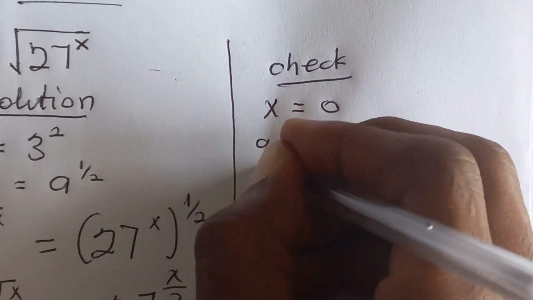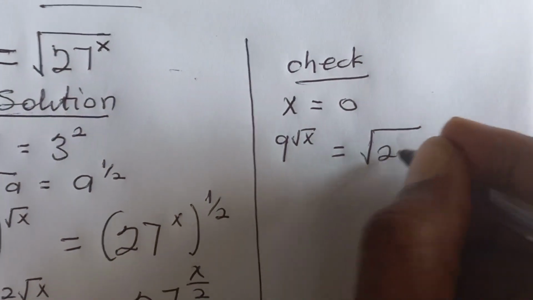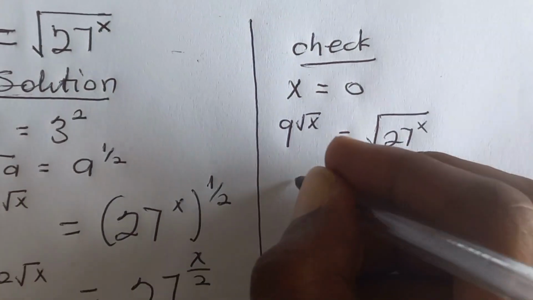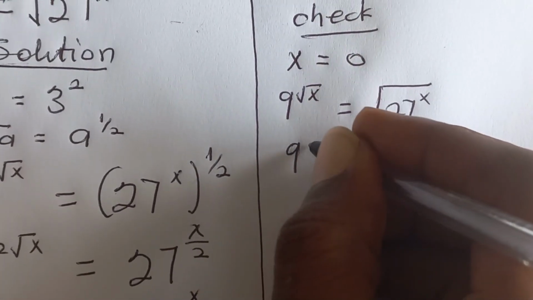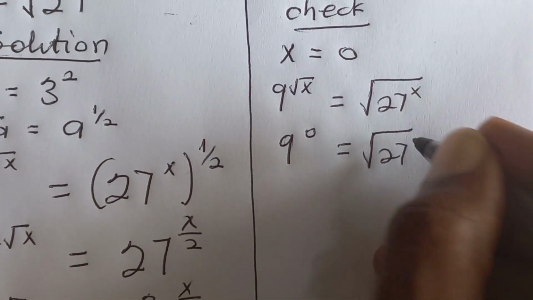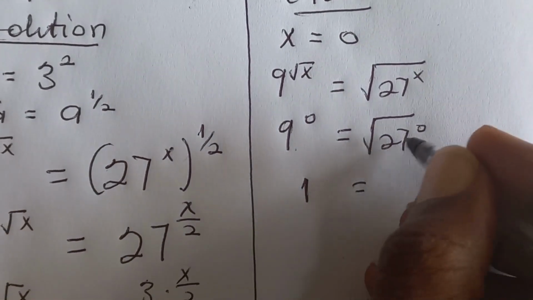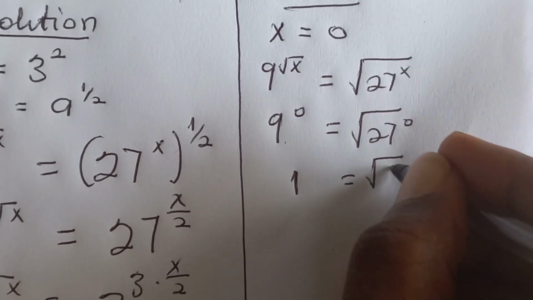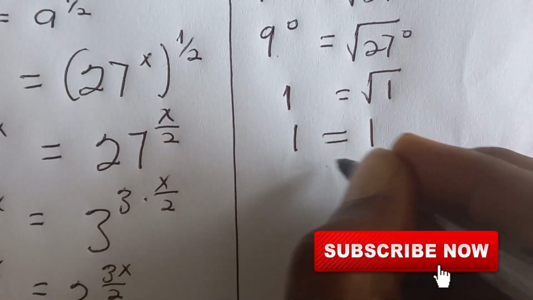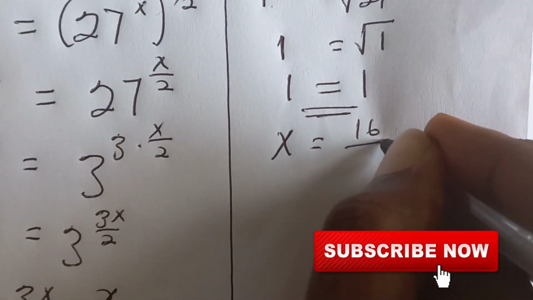So we're having 9 exponent root x is equal to root 27 exponent x. So when x is equal to 0, we're having 9 exponent 0, which is equal to root 27 exponent 0. Okay, 9 exponent 0 is 1, and 27 exponent 0 having root 1. A root 1 is 1, so you have 1 is equal to 1. Okay, then let's see when x is equal to 16 on 9.